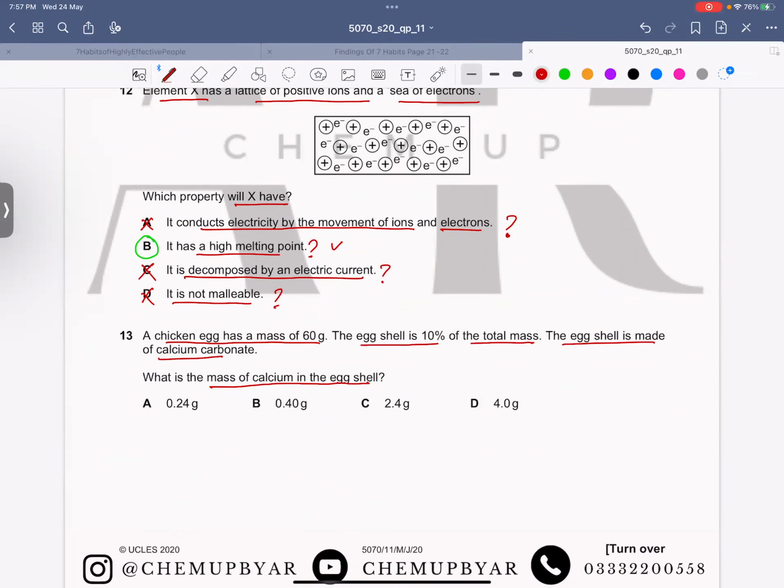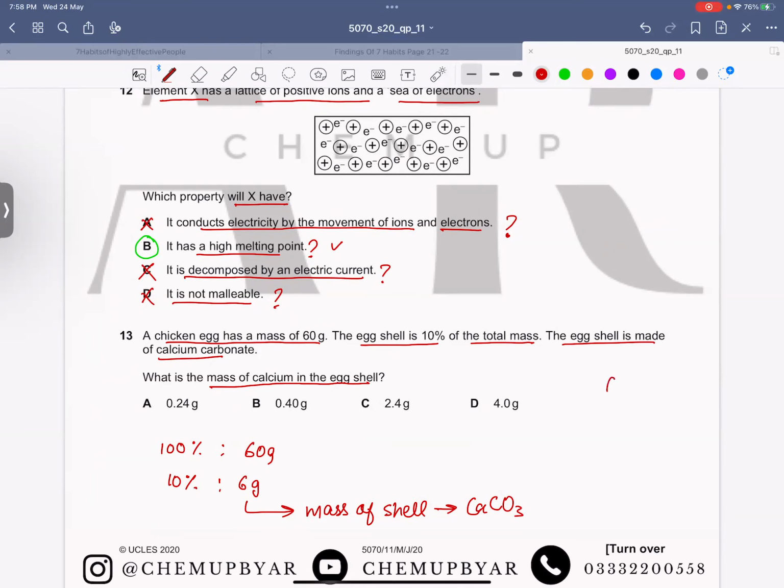First we have to find the mass of the eggshell. If 60 grams constitutes the 100%, then 10% of it would be 6 grams. It means that 6 grams is the mass of the shell, and that mass is composed of calcium carbonate. Is this understandable? Yes, sir. Now we have to find the mass of calcium in the eggshell.